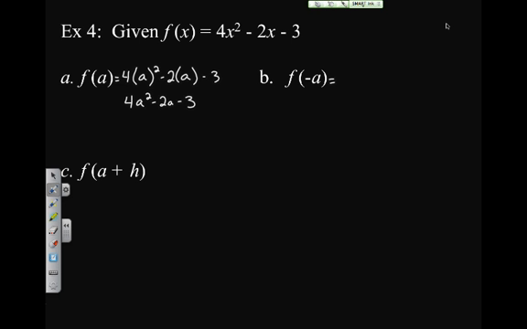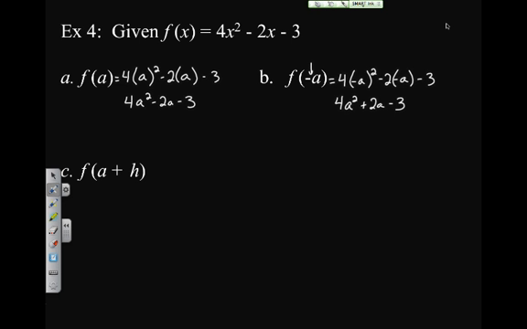We do the same thing for b. 4 times the input value squared minus 2 times the input value minus 3. And this time we're putting in negative a. So negative a, negative a. So this gives us 4 times negative a times negative a is simply a squared. Negative times a negative is a positive. And then negative 2 times negative a is positive 2a and minus 3. So that's our answer for part B.